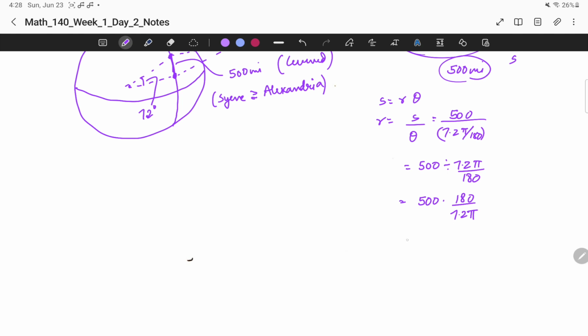Approximately this is going to be about 22, and you divide, and just remember that the units are going to be miles because the distance between Syene and Alexandria was measured in miles. So it's a very simple application which gives you a rather important measure like Earth's radius. That's not something you can take a tape measure and actually measure.